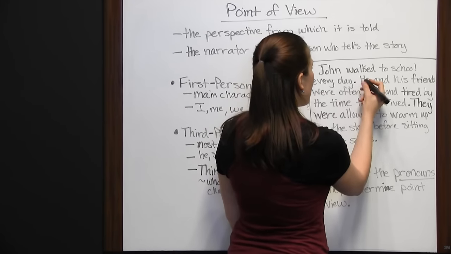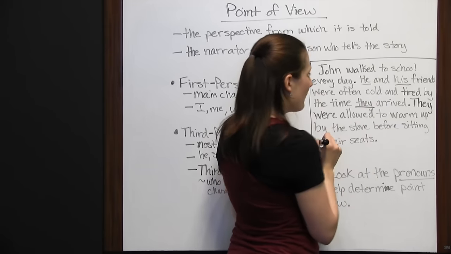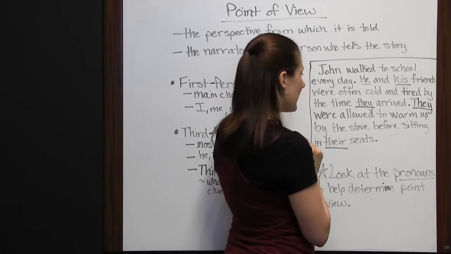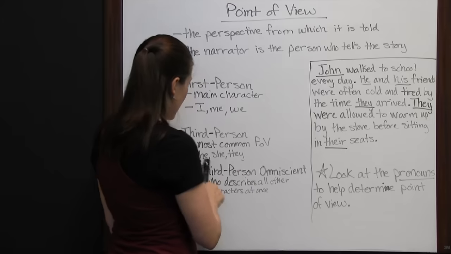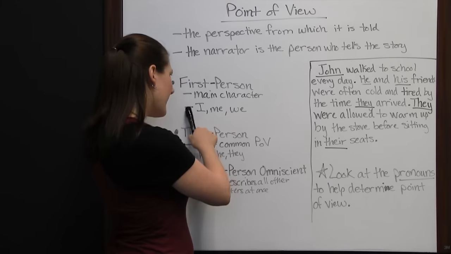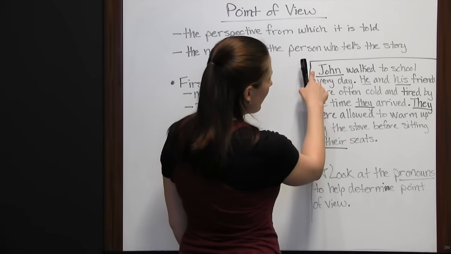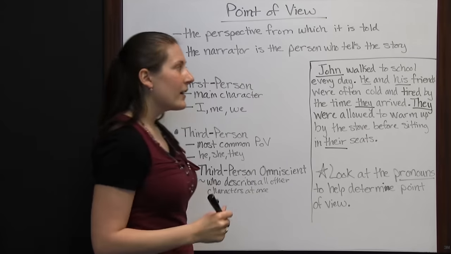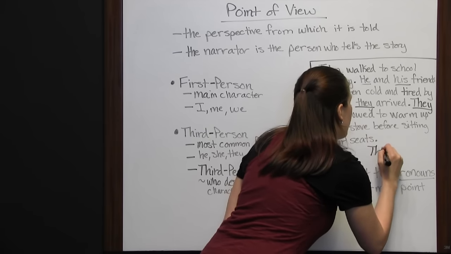So looking through this, we have he, his friends, by the time they arrived, they were allowed to warm up by the stove before sitting in their seats. And it started with John. So the narrator is using he and they and someone's name. Now, first person could use someone's name, and that's why it's important to look at the pronouns. But the narrator starts talking about John, and then he uses all of these third person pronouns. The narrator is a third person narrator here. Let's write it out. Third person.